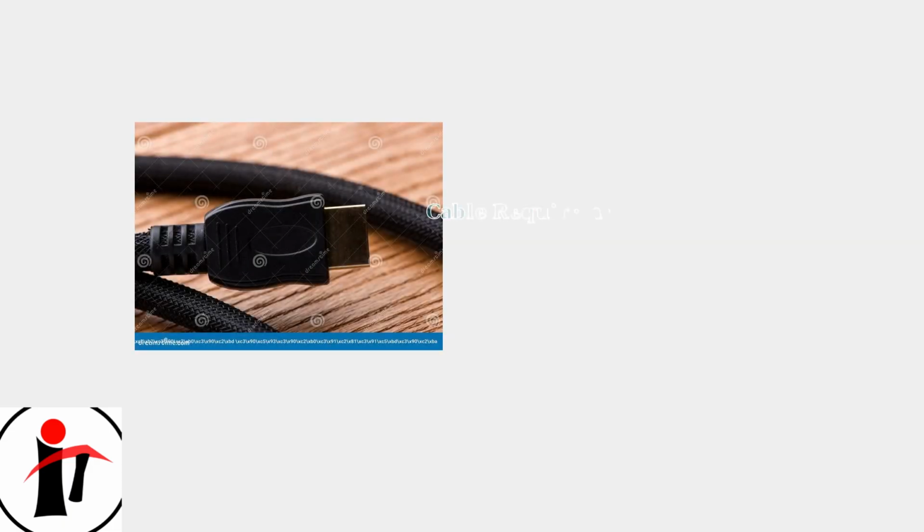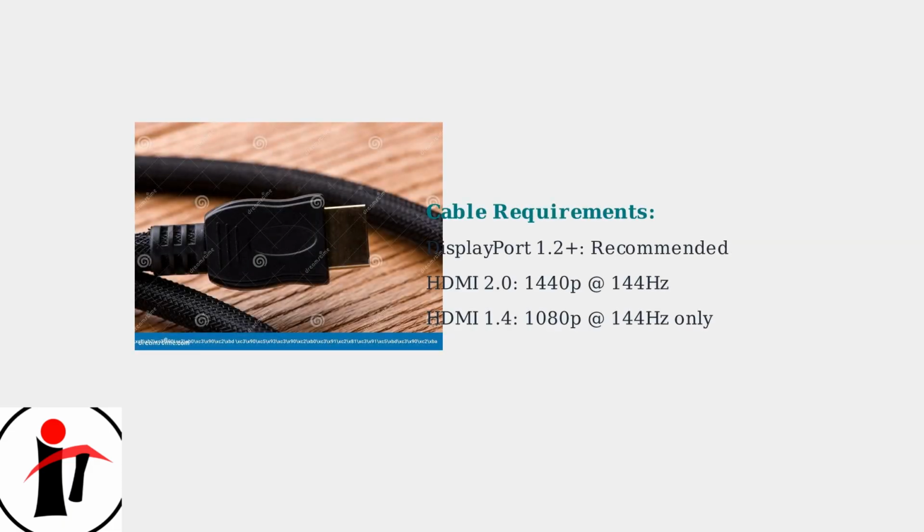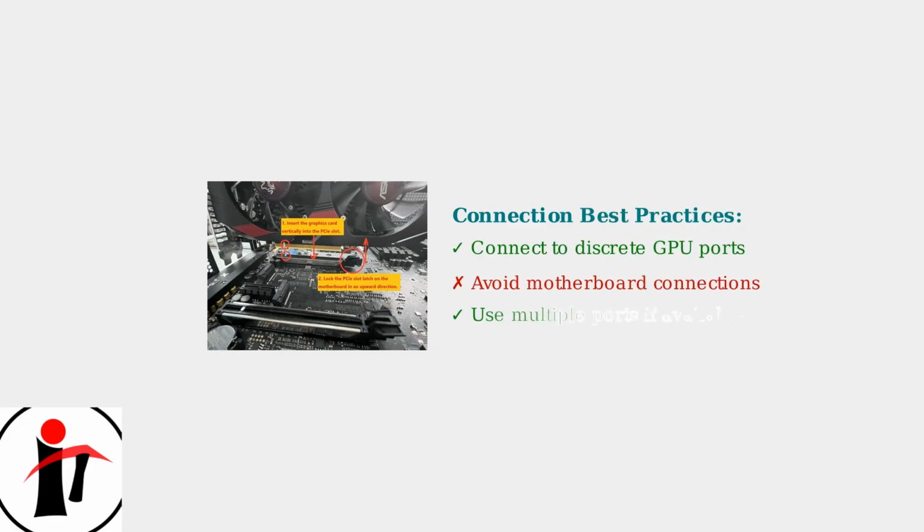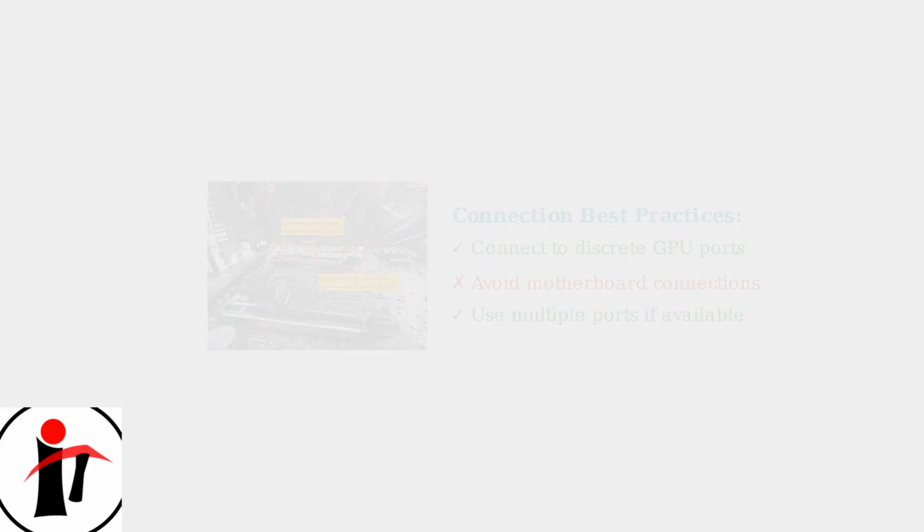The first thing to check is your cable. For 144Hz at 1080p, you need DisplayPort 1.2 or higher for reliable performance. HDMI 1.4 may only support 144Hz at 1080p, while HDMI 2.0 can handle 4K at 144Hz. Ensure your cable is connected directly to your discrete graphics card, not the motherboard. The motherboard's integrated graphics typically cannot support high refresh rates reliably.